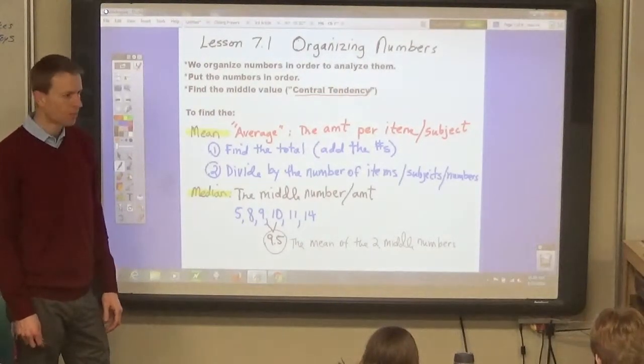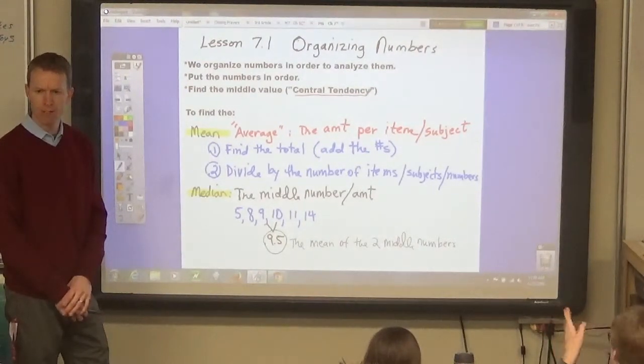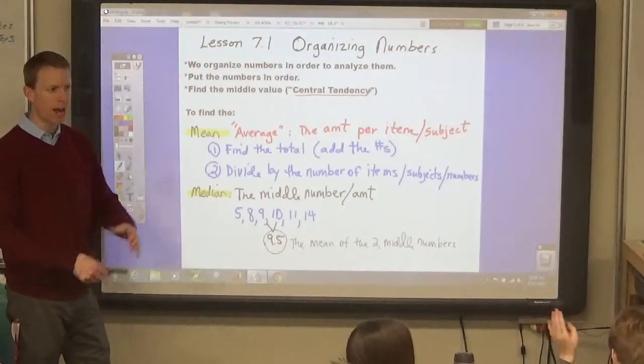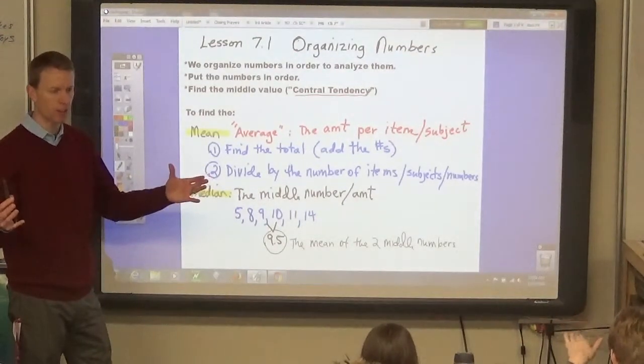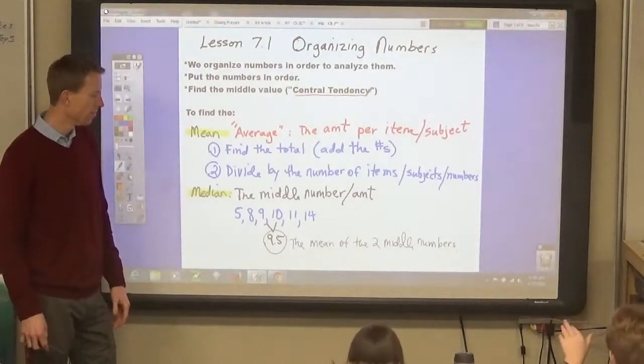Okay? How many of you get that? Get what average is? Get mean? You add the numbers, add up all the numbers, and then divide by the number of numbers.